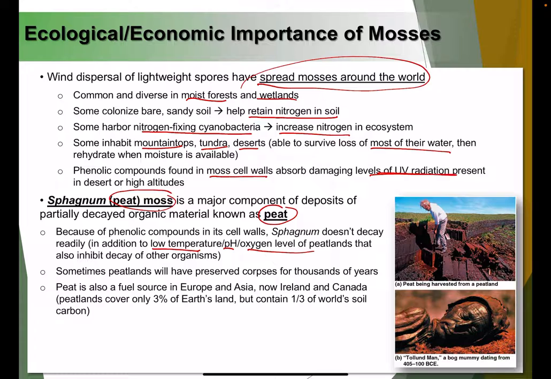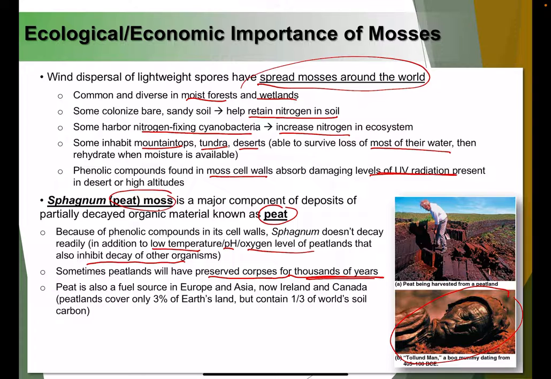Within these peatlands, because they don't decay readily, they also inhibit decay of other organisms that are embedded within them. So interestingly, sometimes peatlands will preserve corpses, like human corpses or animal corpses for that matter, for thousands of years. They have actually found mummified people embedded in the peatland because the peat prevented the corpse from decaying, so they preserve a lot of its structure.